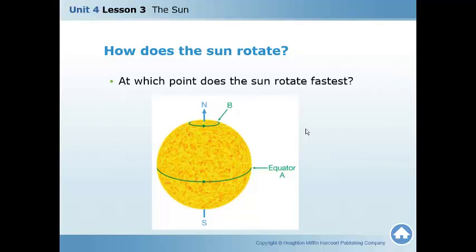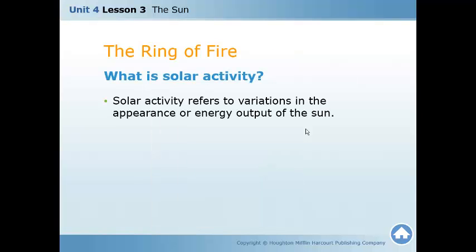Go ahead and pause the video and answer the question: at which point does the sun rotate fastest? The sun rotates fastest at point A, the equator. Remember, that's every 25 days, while at the poles, point B, it's every 35 days.